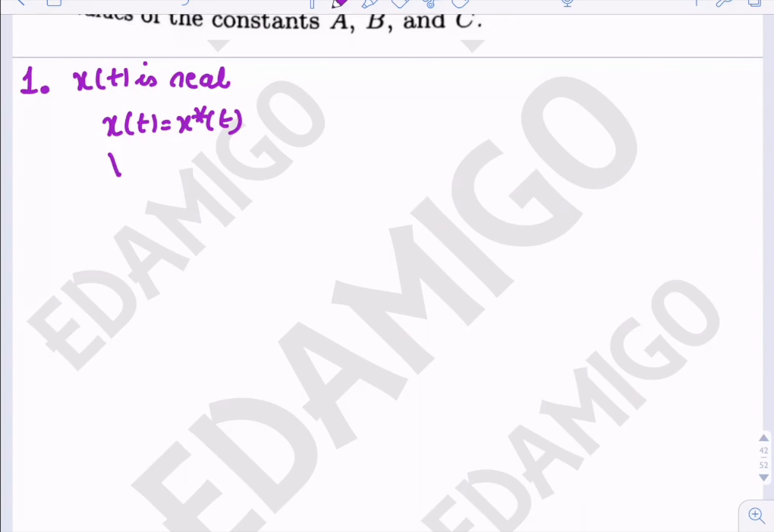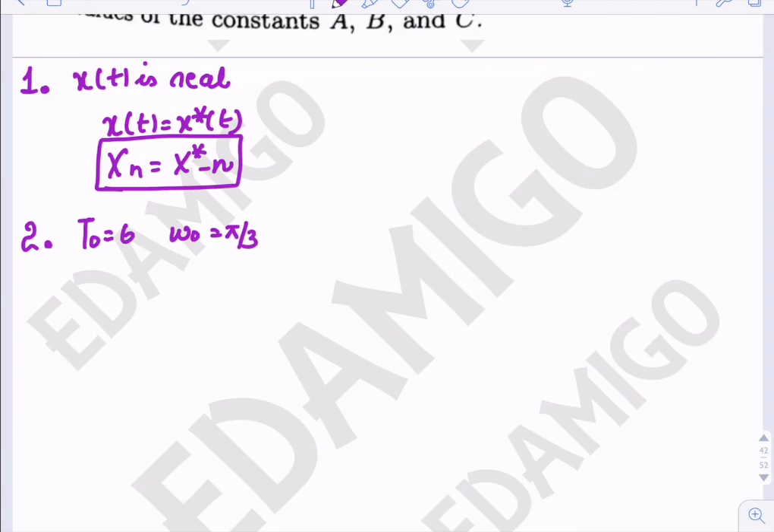And if we say that the exponential Fourier series coefficient is x_n, then x_n equals x conjugate of minus n. So this is the derivation from the first point. Second point, x(t) is periodic with period 6. So time period is equal to 6, omega naught is equal to pi by 3. Third point, it is given that x_n is equal to 0 for n equals 0 and n greater than 2.